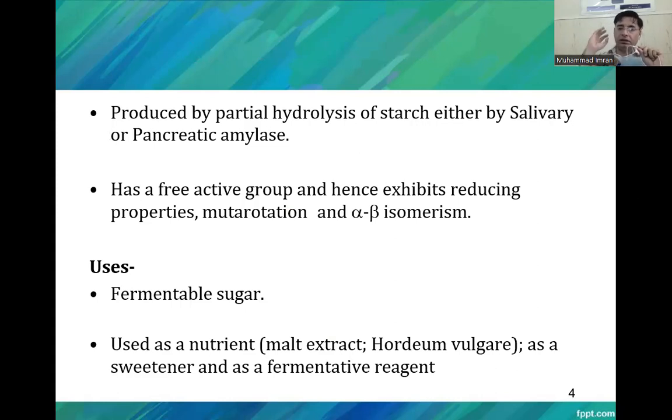So all the disaccharides which have a free aldehyde or keto group are known as reducing sugars. They exhibit mutarotation. What are the uses of this sugar? This sugar is used in fermentation to produce alcohol in industry, used as a nutrient, as a sweetener, and as a fermentative reagent. Malt extract is used as a nutrient for the growth of microbes and animals.